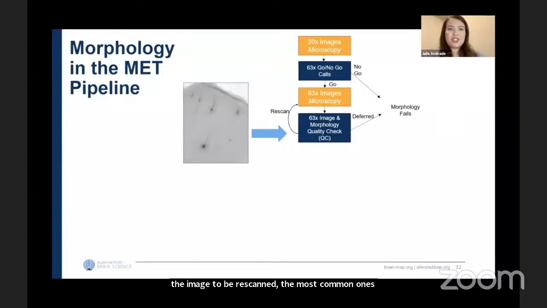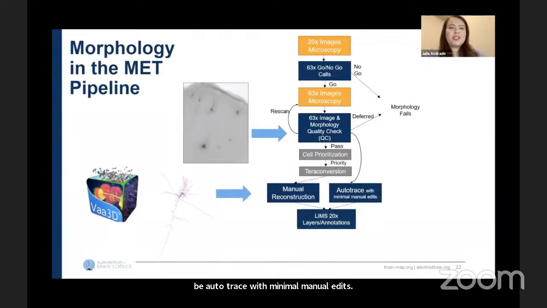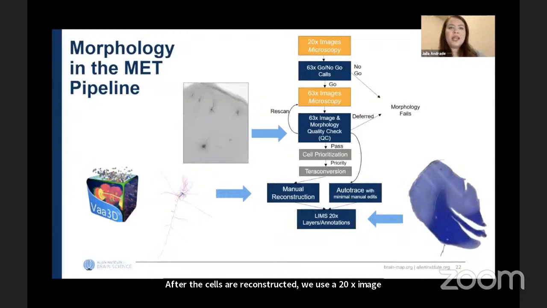After the 63X image passes the quality check, the cells get sorted based on project priority, and the image stacks for prioritized cells are converted to TeraFly format. We then use the Vaa3D software to manually reconstruct a three-dimensional representation of the cell. Additionally, cells that pass 63X quality check can also be auto-traced with minimal manual edits. After the cells are reconstructed, we use a 20X image to draw cortical layers, pia, and white matter. This allows us to orient the cell within the structure and layers.